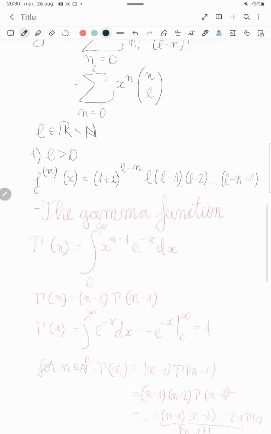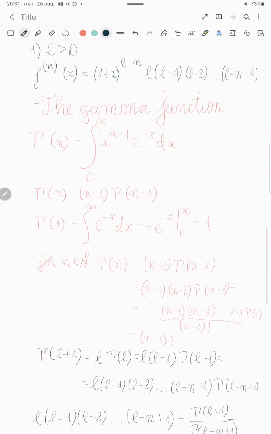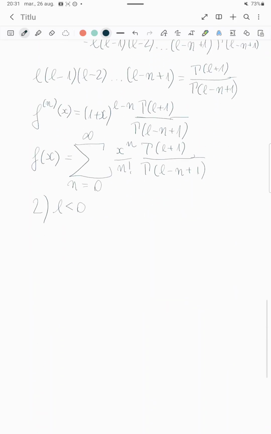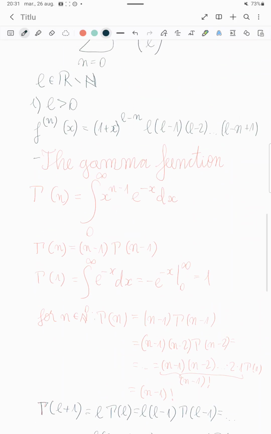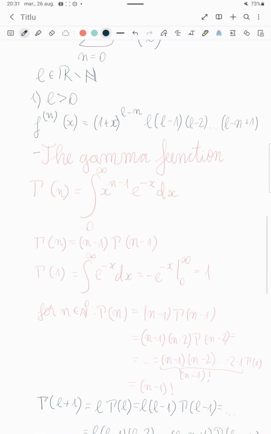Now, what do we do when L is negative? Because, spoiler alert, this function gamma is divergent for a negative integer argument. It diverges. Now here's what we can do. We do what we did here, basically.